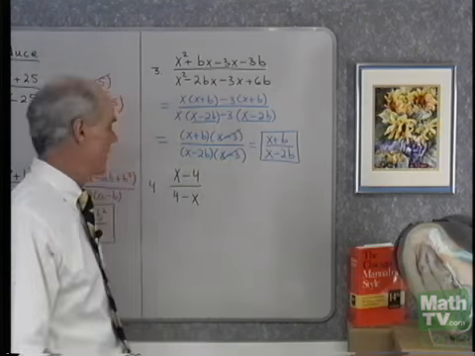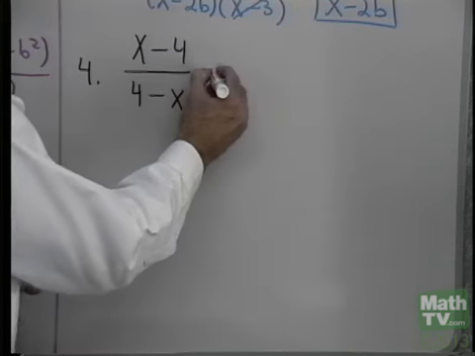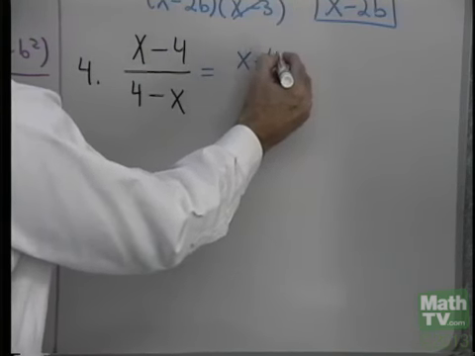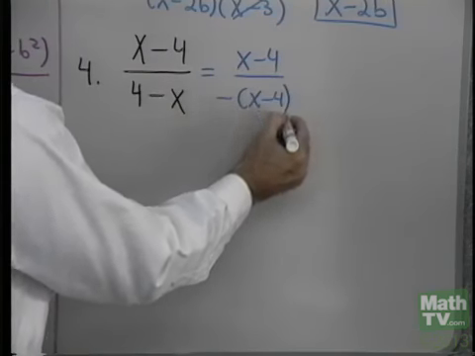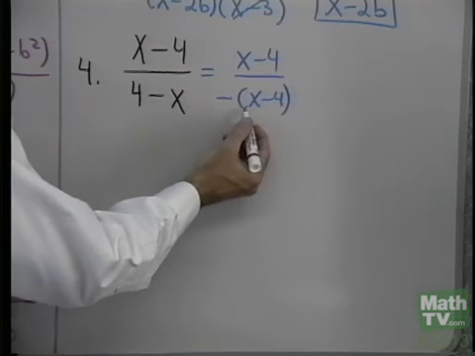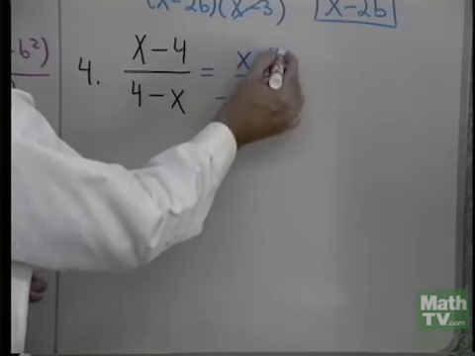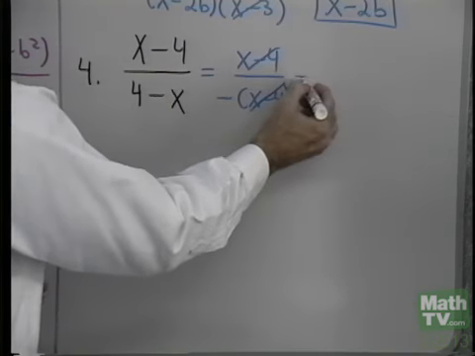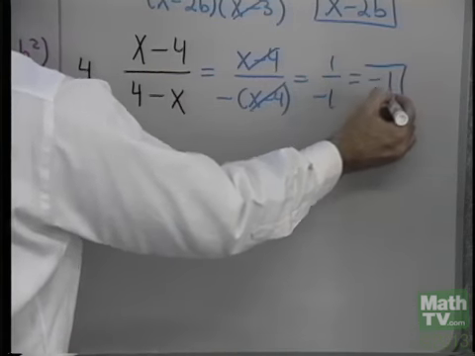One more problem. X minus 4 over 4 minus x. Well, x minus 4 and 4 minus x are opposites. So if I factor a negative 1 from both terms in the denominator here, you can see that 4 minus x is the same as the opposite of x minus 4. Now if I divide those out, I end up with 1 over negative 1, which is simply negative 1.